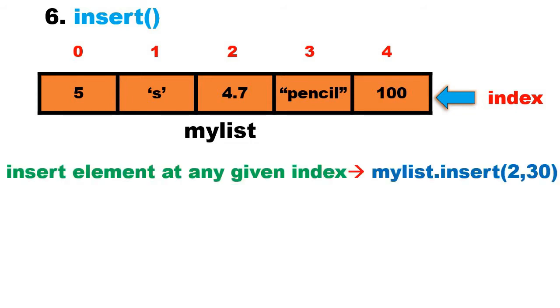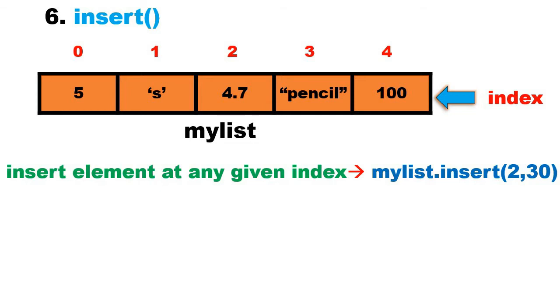Okay. The syntax to insert an element inside the list is mylist.insert(2, 30). Here I want to insert 30, that is the element, inside the second index. So for that you use the listname.insert function. Inside the insert function you have to pass 2 arguments. First one is the index. Here 2 is the index. Second one is the element. Here 30 is the element. Okay, I want to pass 30 inside the second index.